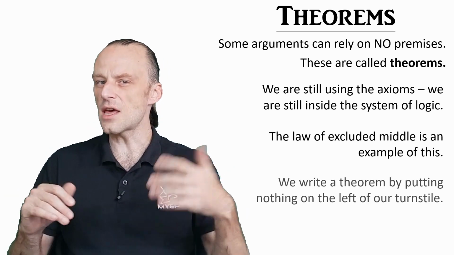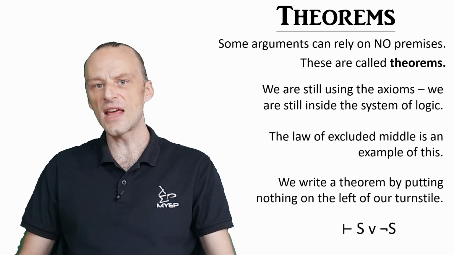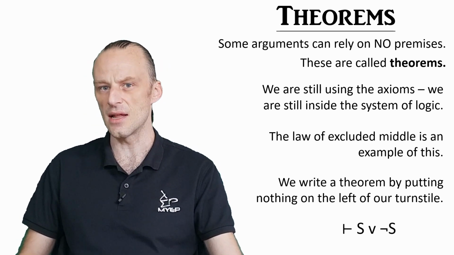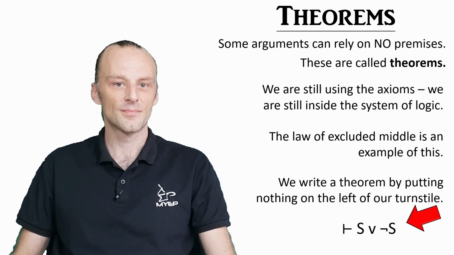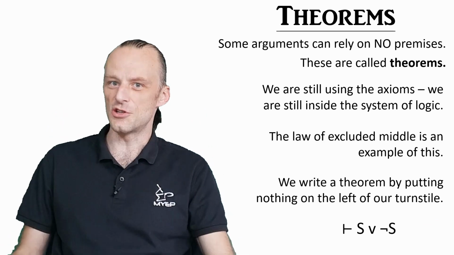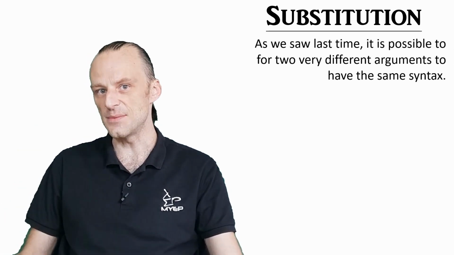We can still write a theorem as a sequent. We do this by simply writing nothing on the left-hand side of the syntactic turnstile. So the law of excluded middle can be shown like this. Let's move on to look at something else we can do with our derivations. We can also substitute in sometimes whole sections of derivation that share the same syntax.